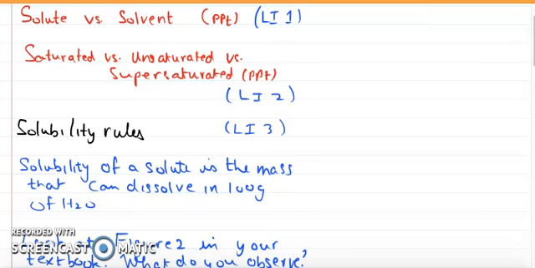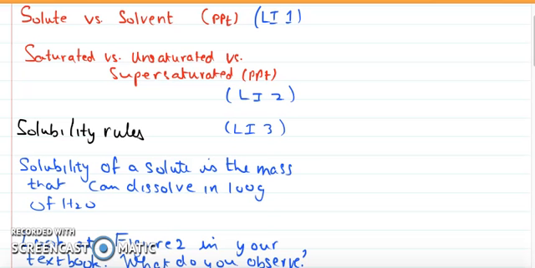Okay, good afternoon, ladies and gentlemen, to another installment in 8-hour chemistry, year 11 8-hour chemistry. Today we start solutions, and we'll be starting off with the difference between a solute and solvent.